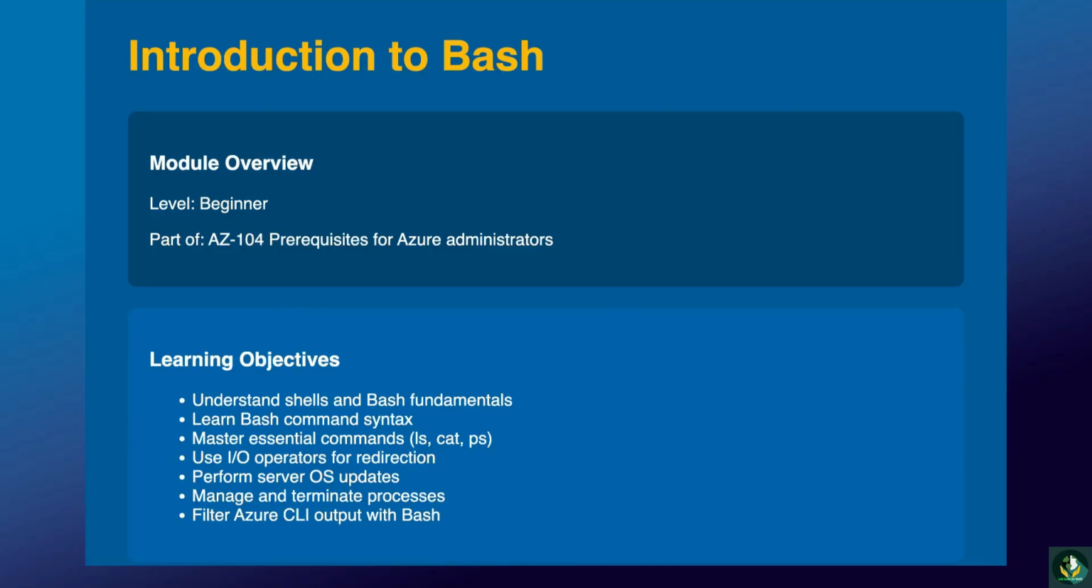Welcome to the Introduction to Bash module, in which we'll do our first step in using Bash to manage IT infrastructure in Azure. So in this module, you'll learn what shells are and what Bash is. You'll learn about the syntax of Bash commands, about important Bash commands such as ls, cat, and ps. You'll learn how to use I/O operations to redirect input and output, how to update a server's operating system, how to find and terminate stalled processes, and how to use Bash to filter Azure CLI output.